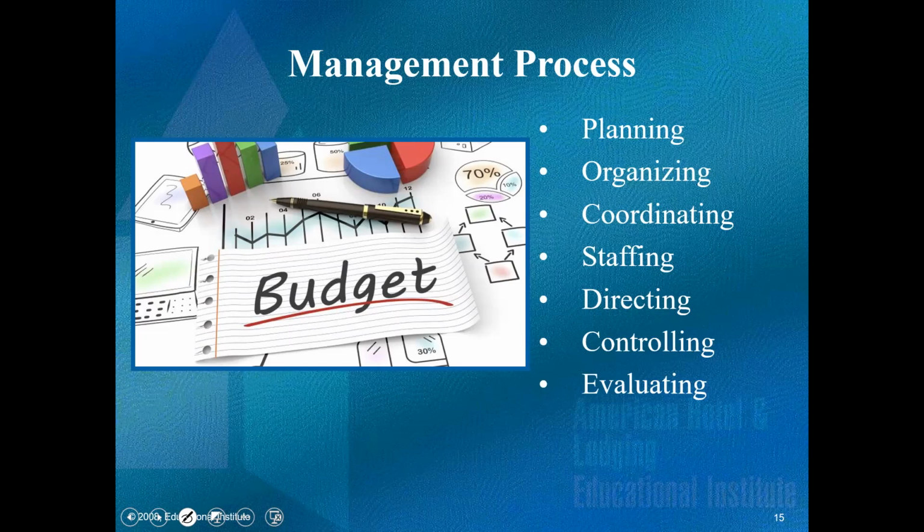Were we on budget? Were we not on budget? Did we lose a lot of staff? Why did we lose a lot of staff? Were we able to maintain our staff? Why were we able to maintain our staff? So evaluating, and then it all goes back to planning. Once you evaluate what worked, what didn't work, then we develop a new plan and we move forward from there. So this is kind of like the management process that goes in a cycle.